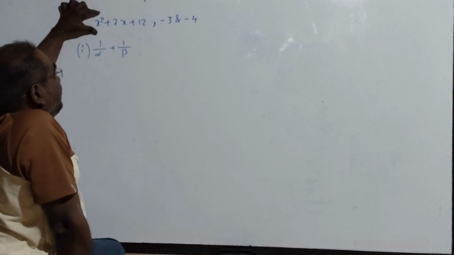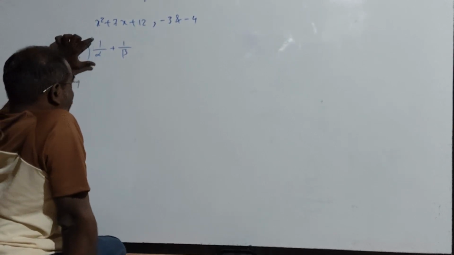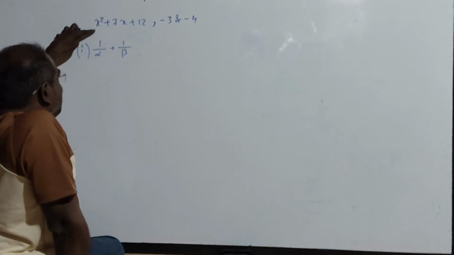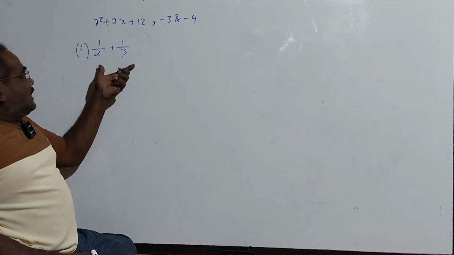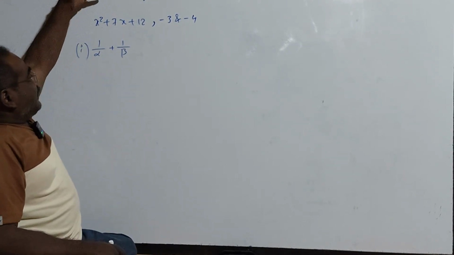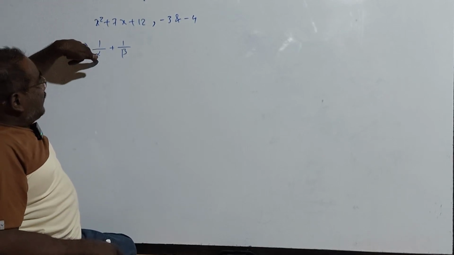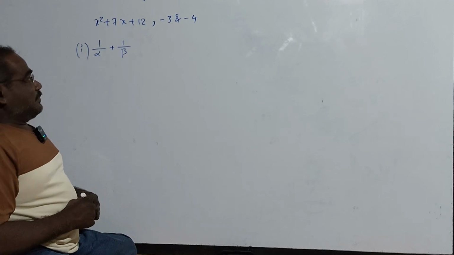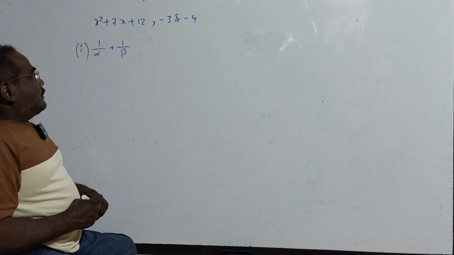Otherwise, sometimes he will give only the polynomial. You need to find this. To find the value of this, you need to evaluate or calculate the values. First you will factorize and find the values of alpha and beta. After finding alpha and beta, you will simplify here and get the result. It's a lengthy process, but we don't want that.